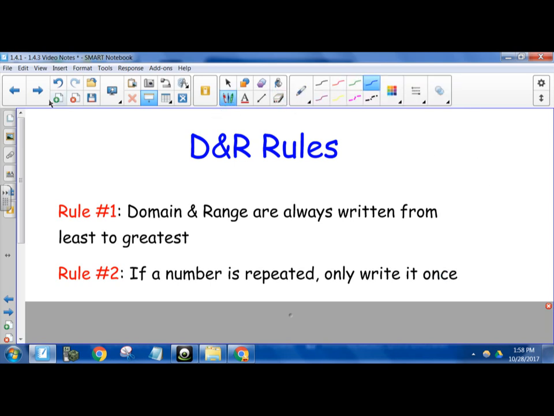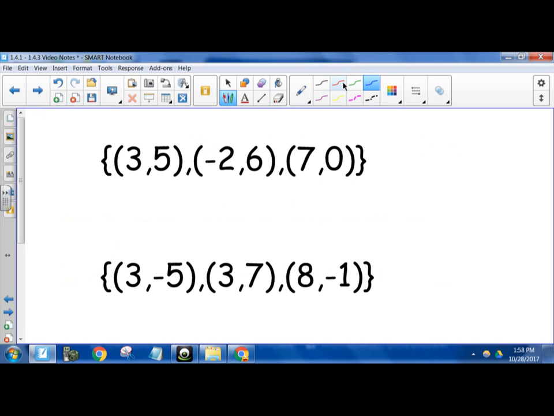Let's do a little practice. Let's try this guy. So this is a relation. It's in roster notation. It's (3, 5), (negative 2, 6), and (7, 0). So the domain is simply the set, so we use a curly brace, of numbers 3, negative 2, and 7. But we're going to make sure we write it from least to greatest. So negative 2, 3, 7, close curly brace.